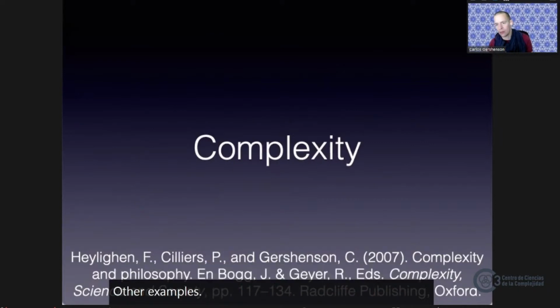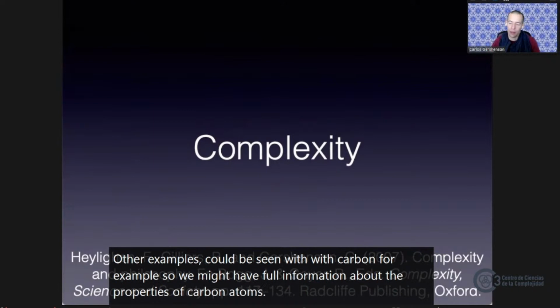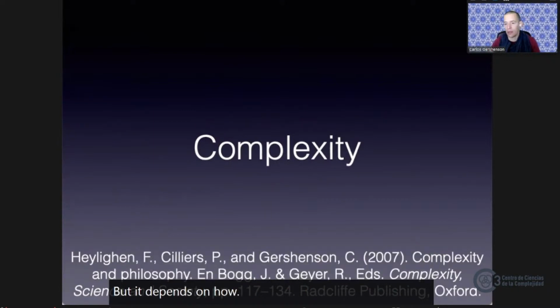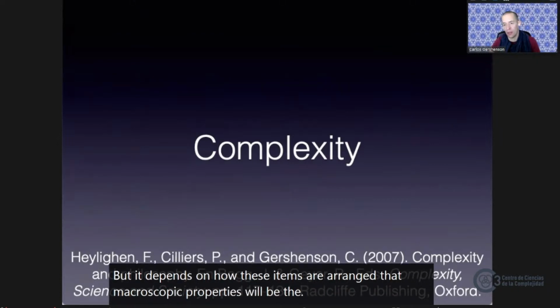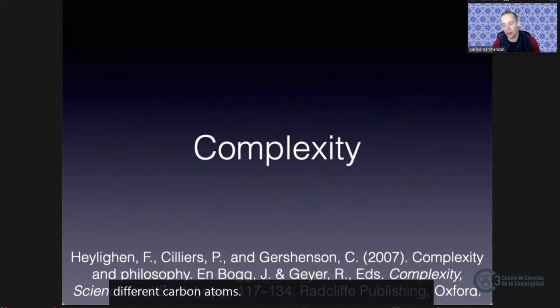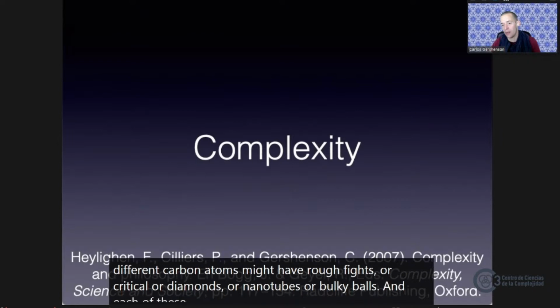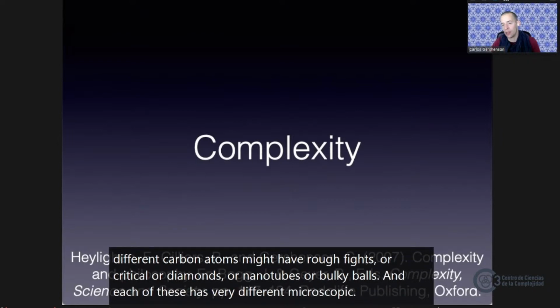Other examples could be seen with carbon, for example. So we might have full information about the properties of carbon atoms, but it depends on how these atoms are arranged that the macroscopic properties will be defined. So depending on the molecular structure of different carbon atoms, we might have graphite or charcoal or diamonds or nanotubes or buckyballs. And each of these has very different macroscopic properties.